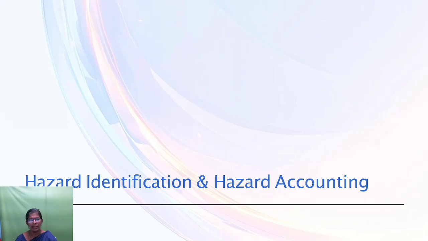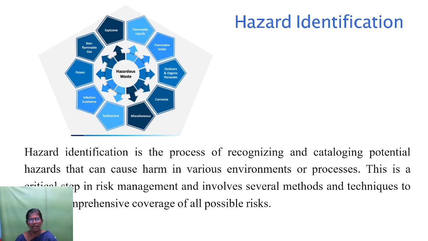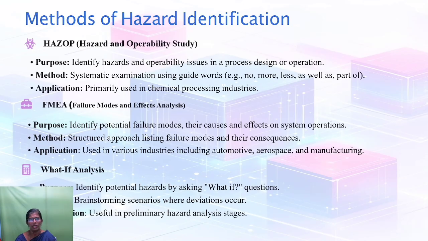So first of all, the elements. The first element in environmental risk assessment is hazard identification and hazard accounting. So we have to know what is hazard identification. This is a process in which we are recognizing and listing all the potential hazards which are harming the environment or any other processes. So this is a critical step. Hazard identification is critical for risk management and it involves several methods and techniques to ensure comprehensive coverage.